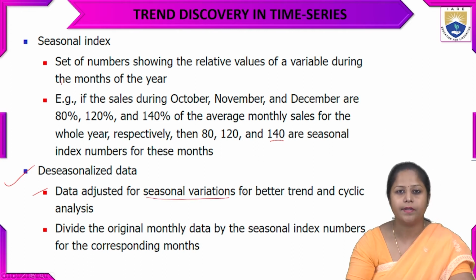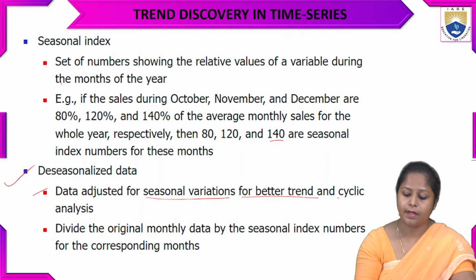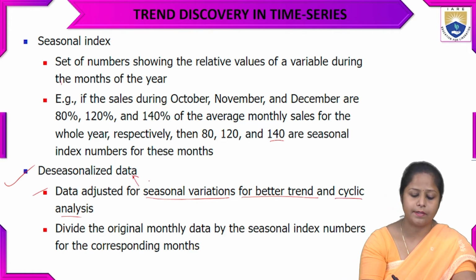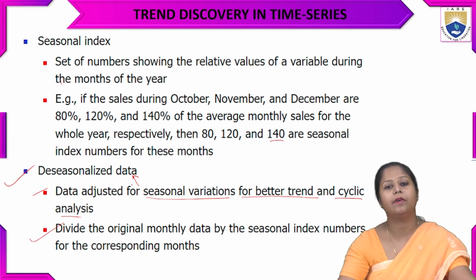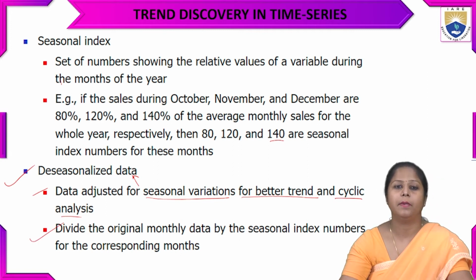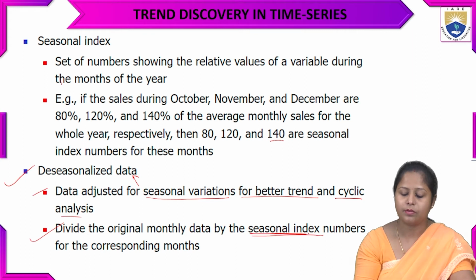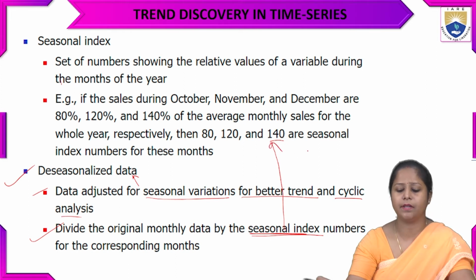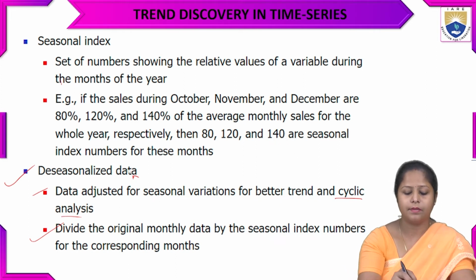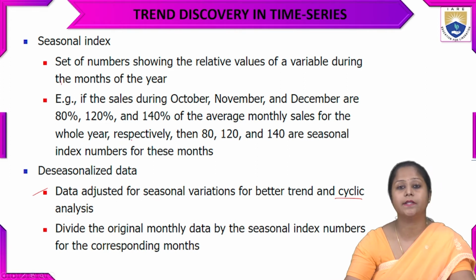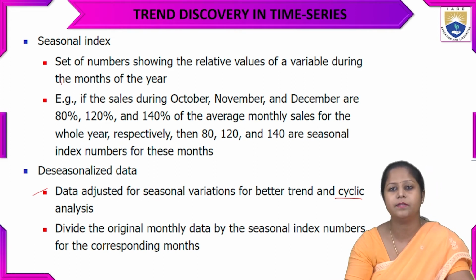Data that is adjusted for the seasonal variations, right? If we are having the months, there will be seasonal variations, so for a better trend and cyclic analysis, we use deseasonalized data. Here we need to divide the original monthly data by the seasonal index. So how will we get the seasonal index? According to the data, in the earlier example we have seen the variations of the seasonal months.